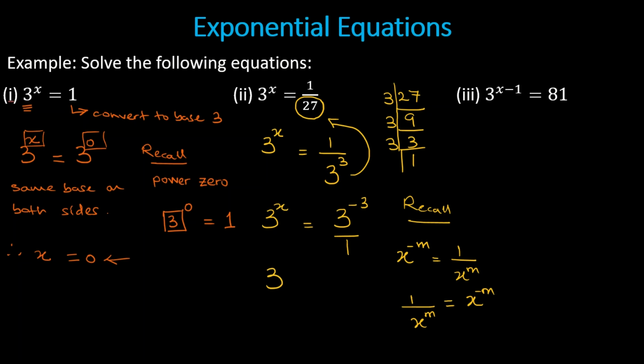So we continue. 3 to the power of x equal to, this is simply 3 to the power of negative 3. We have the same base on both sides, so we must equate the powers. The first power on the left hand side must be equal to the second power on the right hand side, which is negative 3, right?